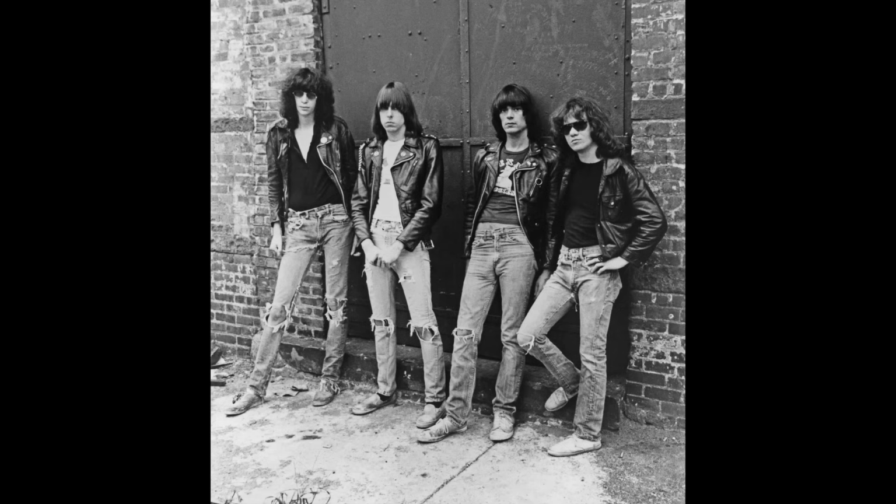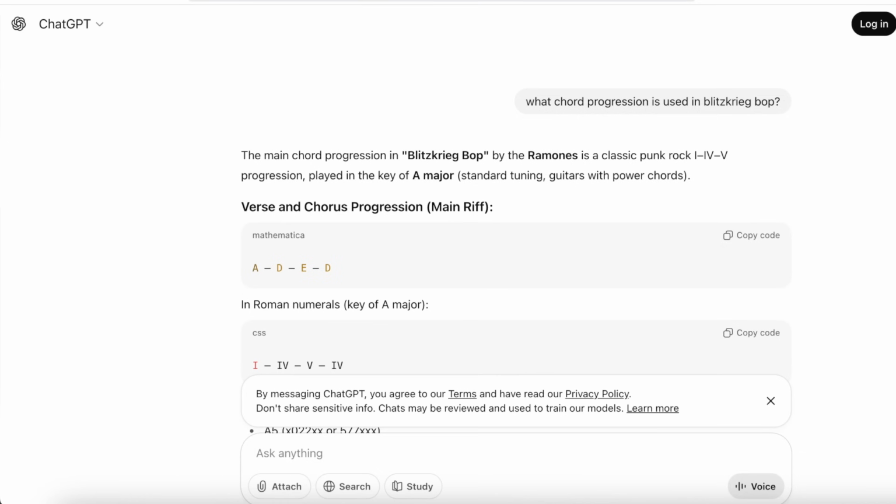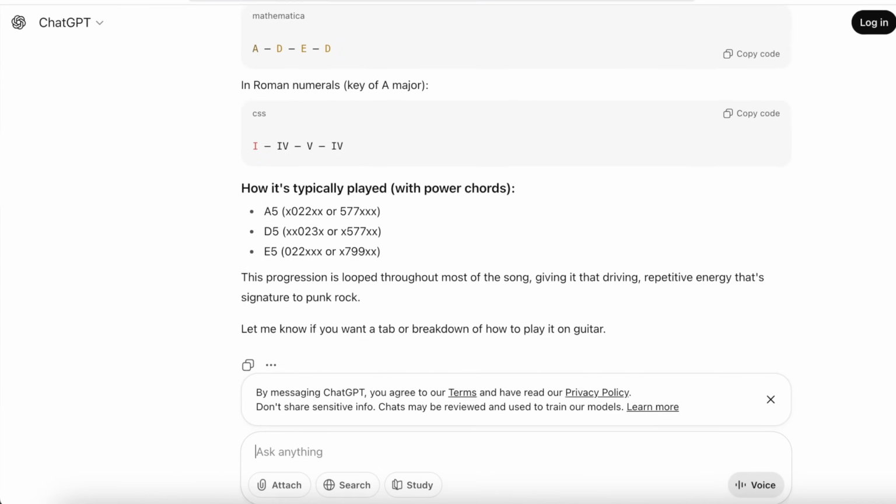I used AI to analyze the chord progressions for hundreds of the most popular punk songs in history, and I was shocked with the results. From Blitzkrieg Bop to Anarchy in the UK, Sonic Reducer, Smells Like Teen Spirit, and so many more, they all shared one thing in common. So in this video, I'm going to tell you about the process I used to analyze the songs, the surprising results, and how you can use this information to improve your songwriting and guitar playing.